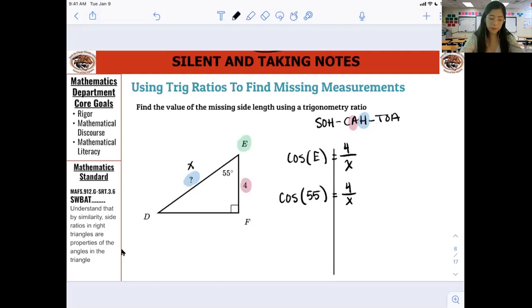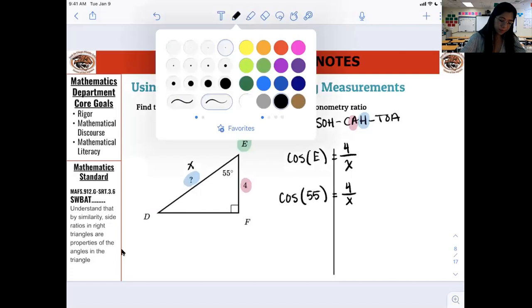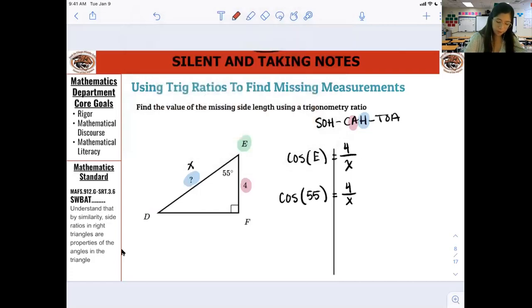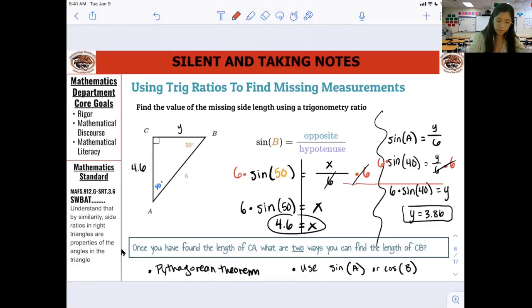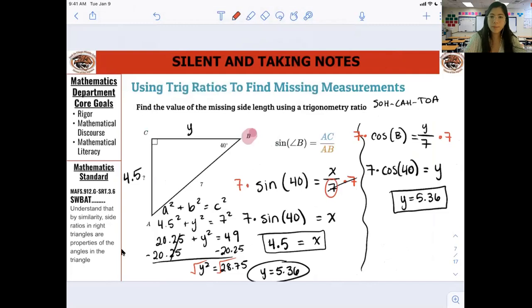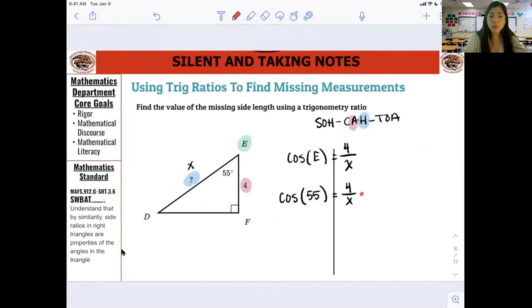Okay, we can multiply by the reciprocal. So what you really want to do, think about in the previous problem, what did I do to get my 7 out of the denominator? Multiplied it out, exactly. So in this case, we're going to do the same thing. We're just going to multiply by X, just X, on both sides.